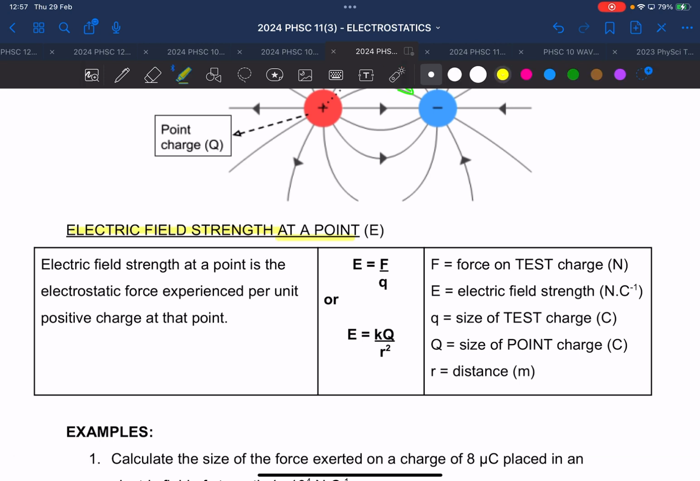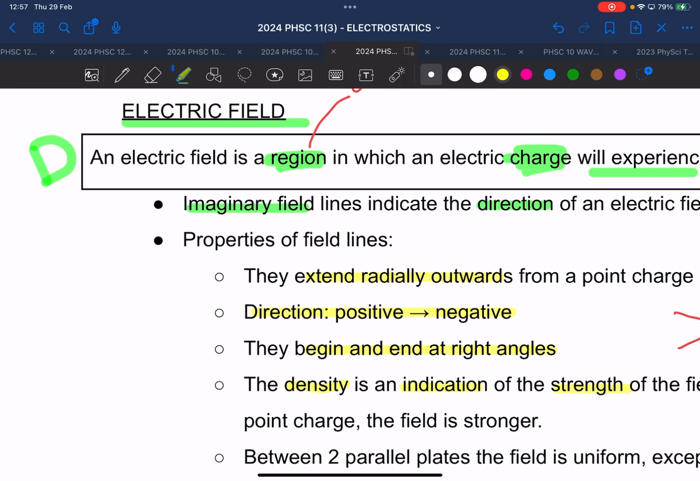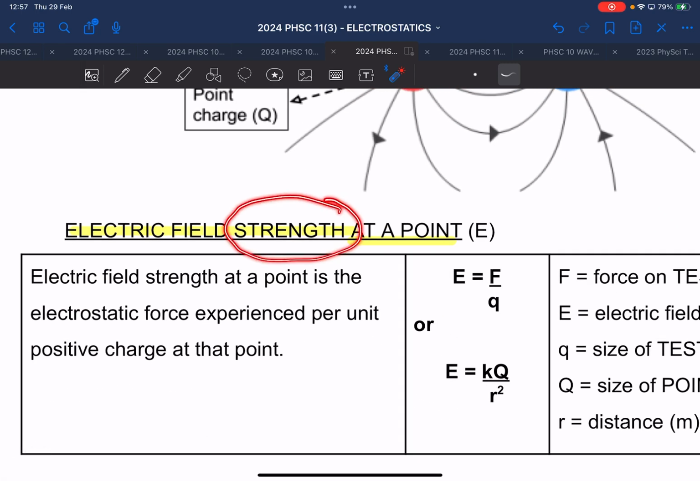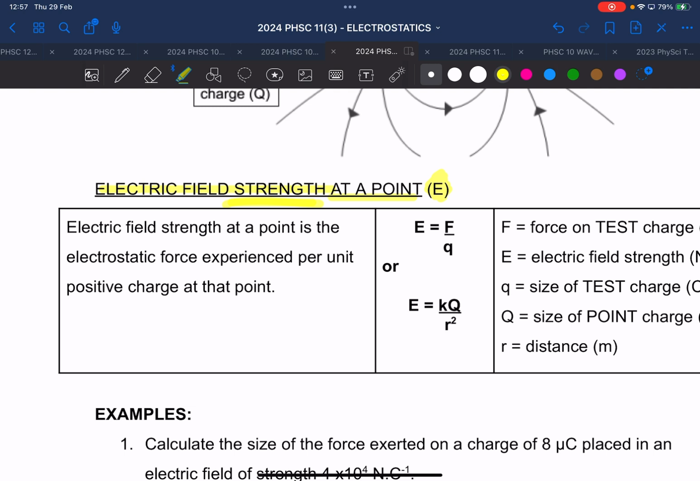So we had electric field, and then we have electric field strength. So it's two different things here. Strength at a point, and that symbol is E. And it says there, electric field strength at a point is the electrostatic force experienced per unit positive charge.